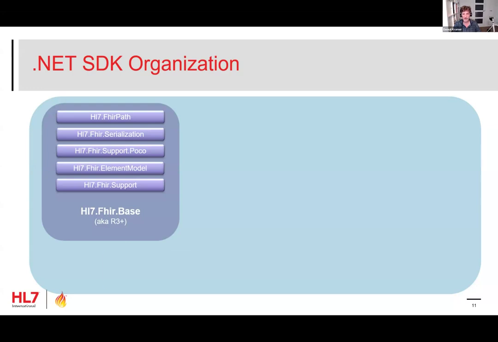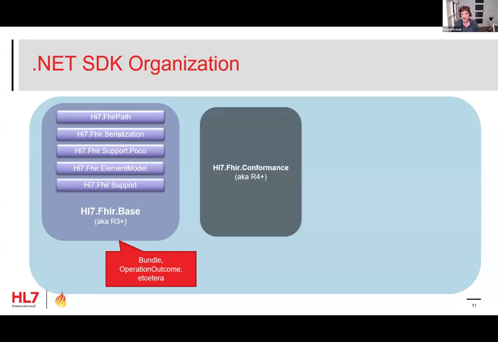And think about things like bundle, operation outcome, all these foundational resources, they are there. The data types, they haven't changed in a long while, or they changed in a backwards compatible way. So we were able to put those in HL7.FHIR.base. And we have HL7 FHIR Conformance, which is all the R4 and newer stuff. So if you're working with R4 and newer, you can use HL7 FHIR Conformance, and there's a growing number of classes in those: code system, structure definition, capability statement, but not like patient and so on.